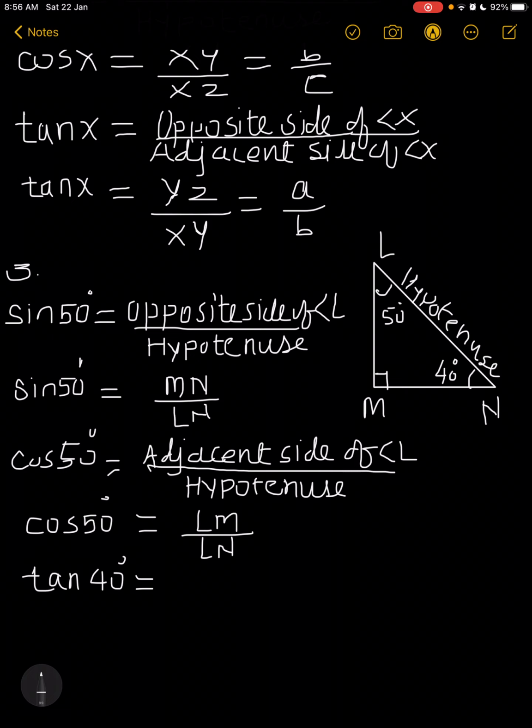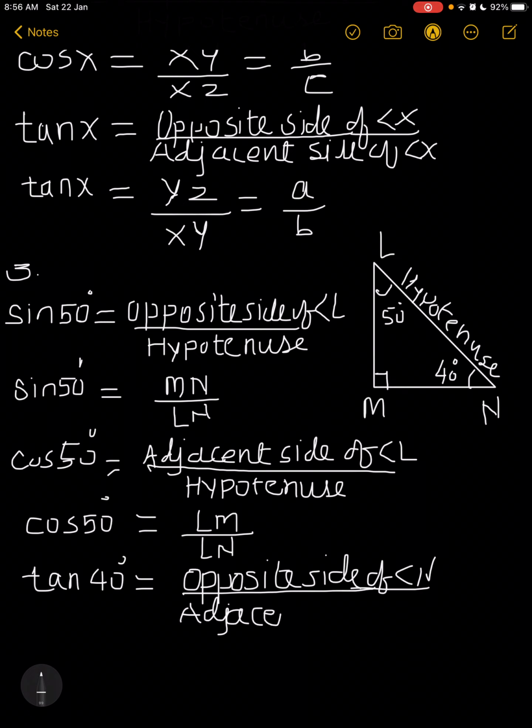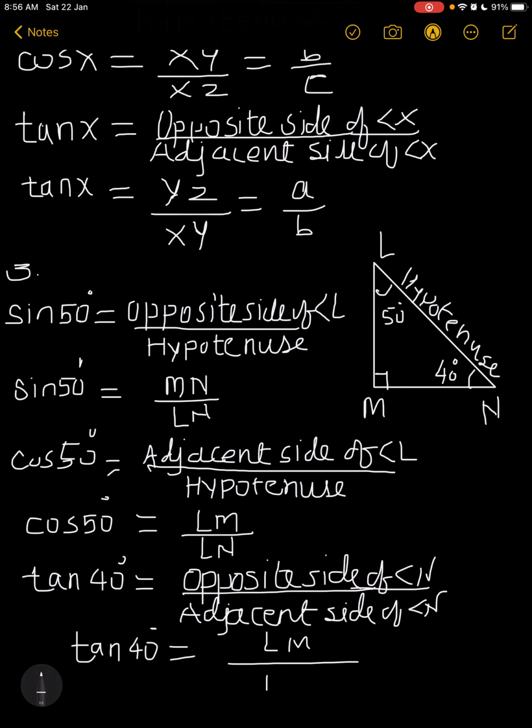of angle N. So I will write here opposite side of angle N. Opposite side of angle N should be divided with adjacent side of angle N. Okay, so tan 40 now will be written as opposite side of the angle is LM and the adjacent side of the angle is MN, LM upon MN.